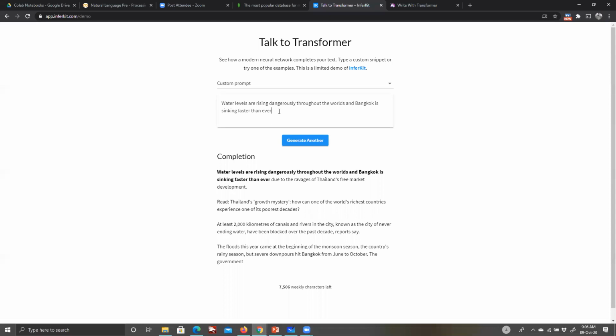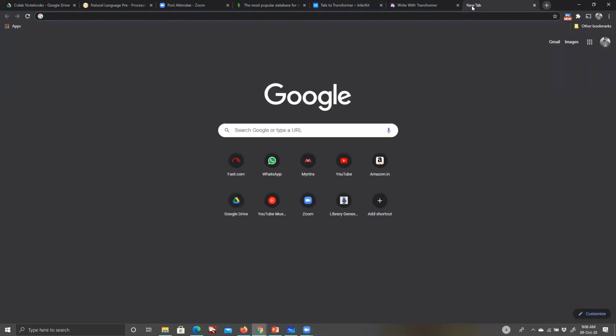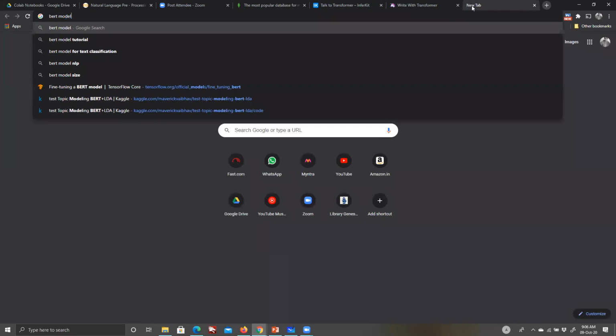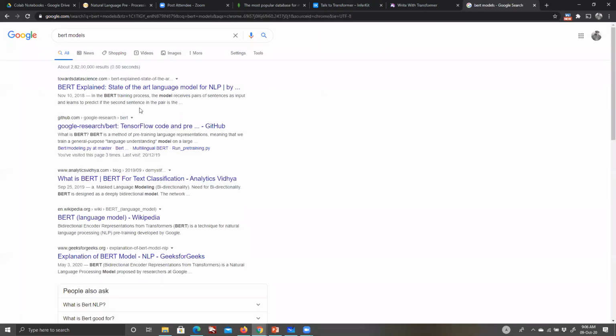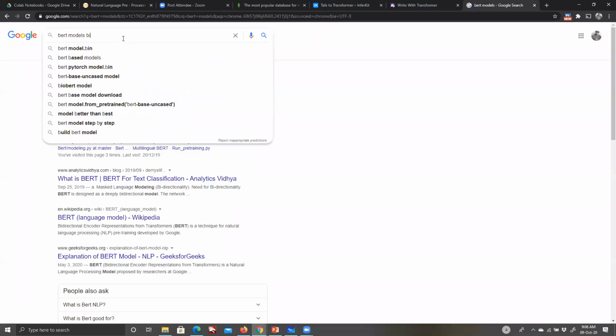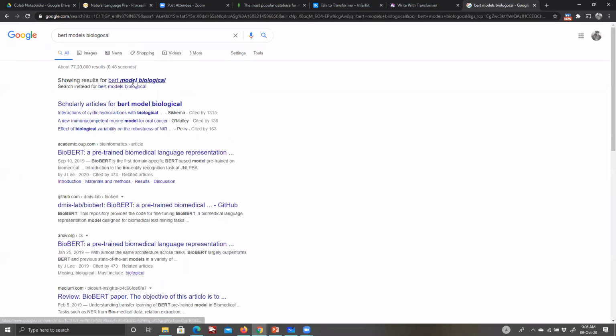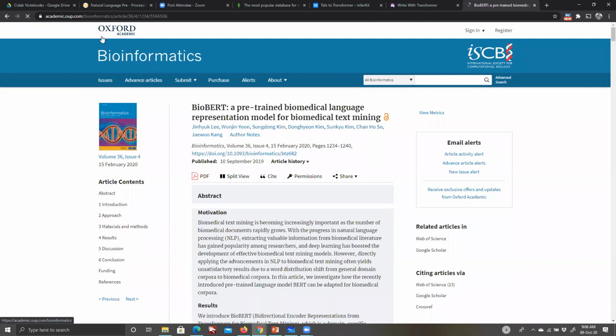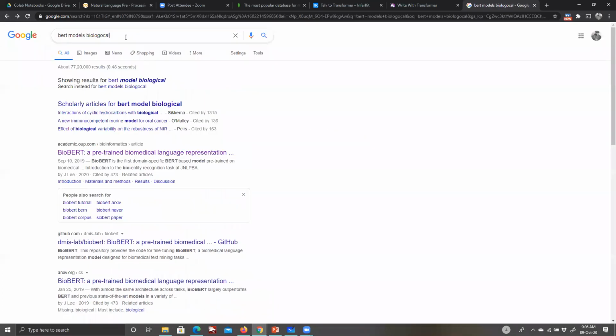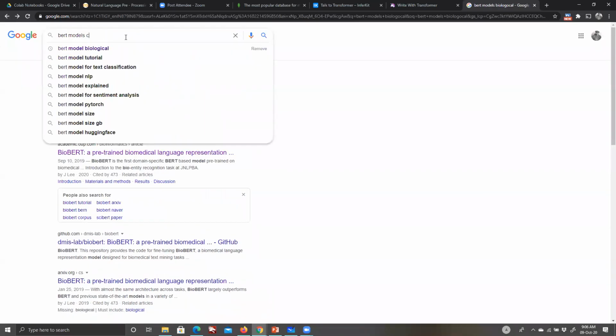There are variations of GPT and BERT, some in biology, some in chemistry, right? BERT is another model by Google actually. So there are various variations of BERT models. If you want to try BERT models, there is a biological one, BioBERT. Yes, this is a pre-trained biological language representation model. So you can use BioBERT. I'm pretty sure there also exists something for chemistry as well.